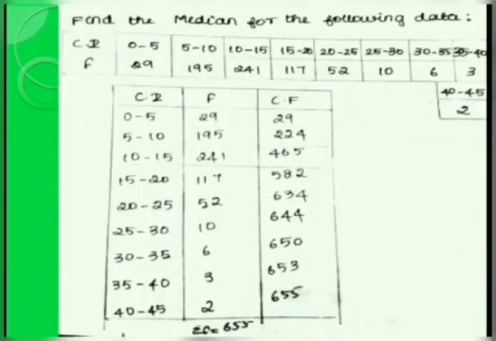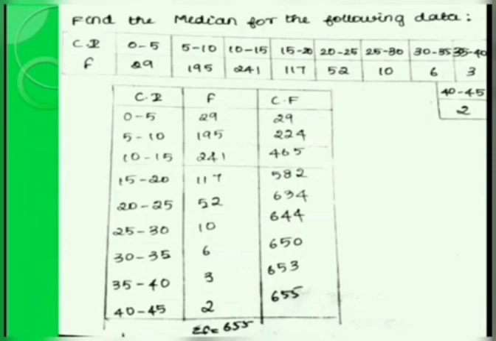Next example is for continuous data. Find the median for the following data. Here class intervals and frequencies are given below. We have to construct a table. First the class interval, then frequency, and then cumulative frequency. I already told you how to find cumulative frequency.